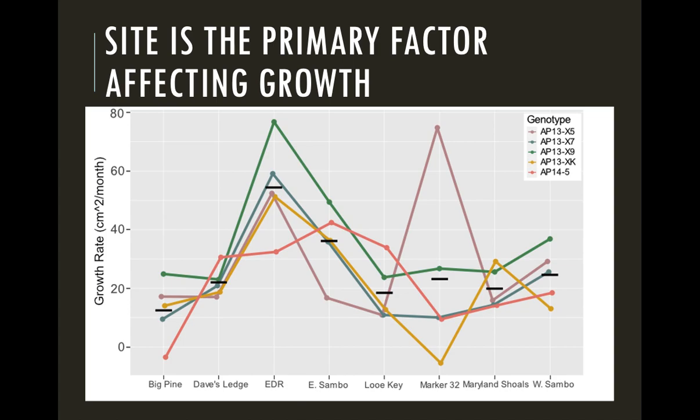But you can see that if you look at mean growth of all the genotypes across sites, it's fairly low at Big Pine, much higher at Eastern Dry Rocks. And these individual lines are just tracking those individual genotypes going across the plot. So site was still the primary driver for growth in our data set as well. So really big site effects for palmata.